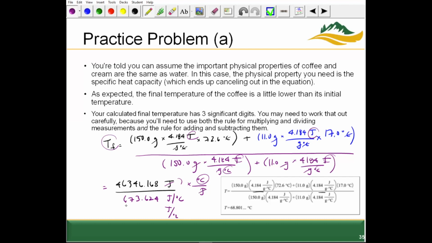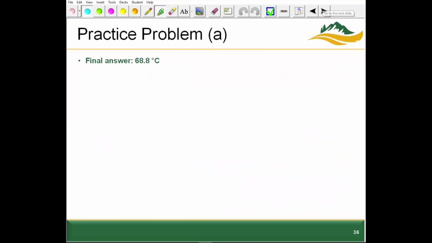Doing the division here numerically, we do get a final temperature value around 68.801, unrounded right now, degrees C. Then to get this into the proper sig figs, we just need 3 sig figs, so 68.8 degrees Celsius is the final temperature of the coffee and the cream together.